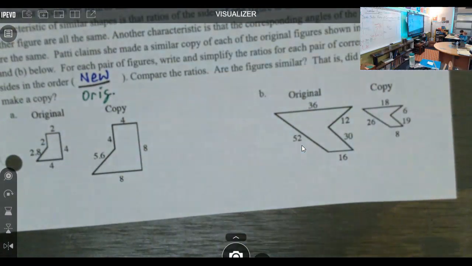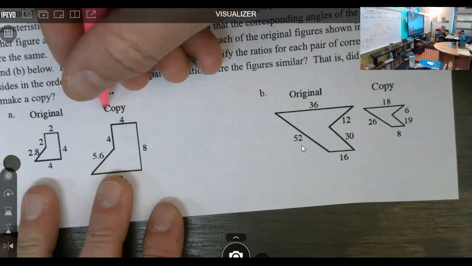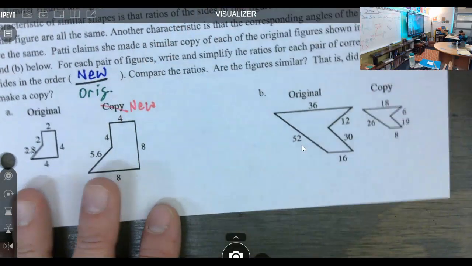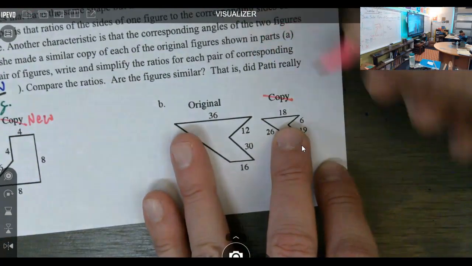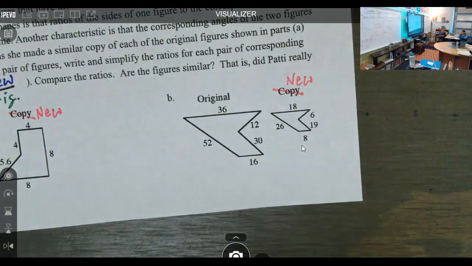Yeah, but you just said that. Pay attention. So where you have copy, you could cross it out and put new. All right, chat with your partner. What are the scale factors for each of these?